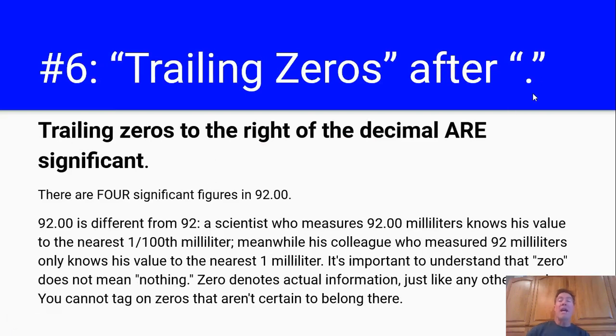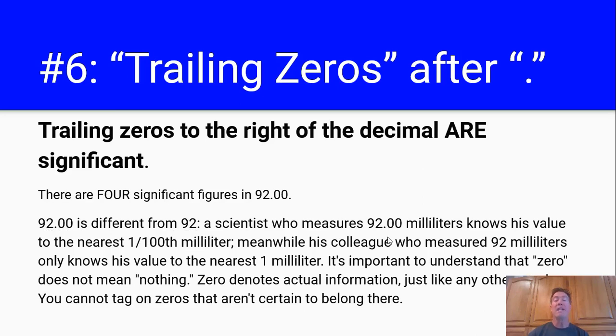How about trailing zeros after a decimal point? Yes, trailing zeros to the right of a decimal are significant. So there are 4 significant figures in 92.00. 92.00 is very different from 92. This 4-digit sig-fig number is different from this 2-digit sig-fig number.